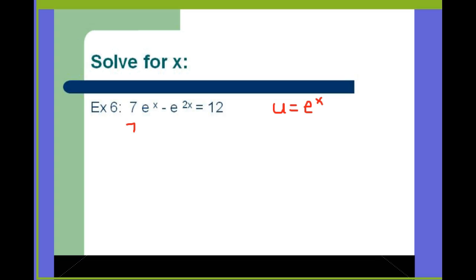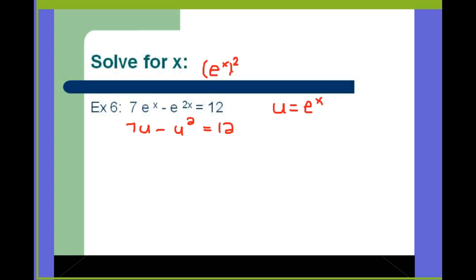So that becomes 7u minus e to the 2x. Well, we know that e to the 2x is really like e to the x raised to the second power, because the way two things being multiplied works for exponents is you multiply them to get a power to a power. So that's really kind of like saying e to the x squared. So we're going to make this u squared equals 12.